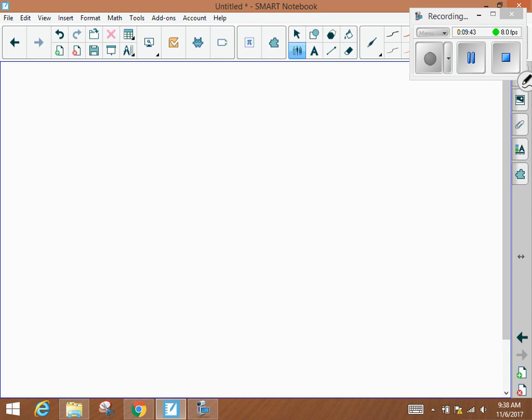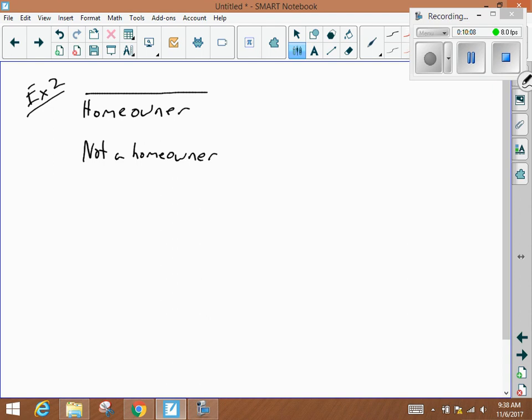So, I'm going to call that example 2, even though I didn't label the first one example 1. Okay. So now I'm going to make a two-way table. Homeowner, not a homeowner. I don't own my ring. I'm going to actually go ahead and set this up as a table.